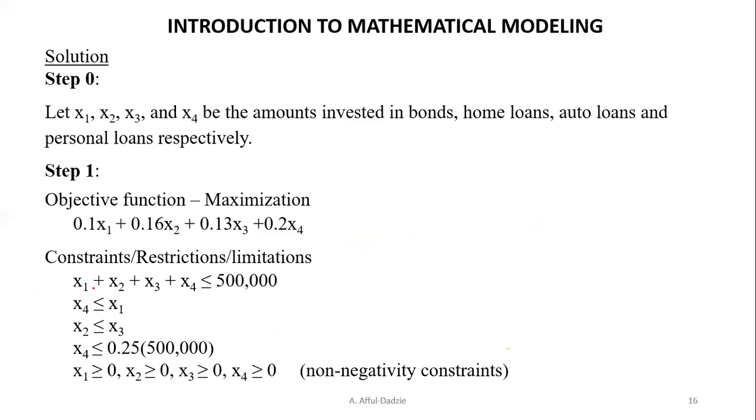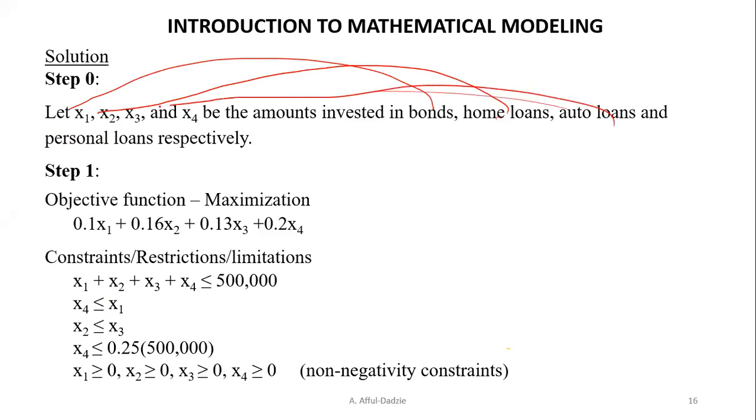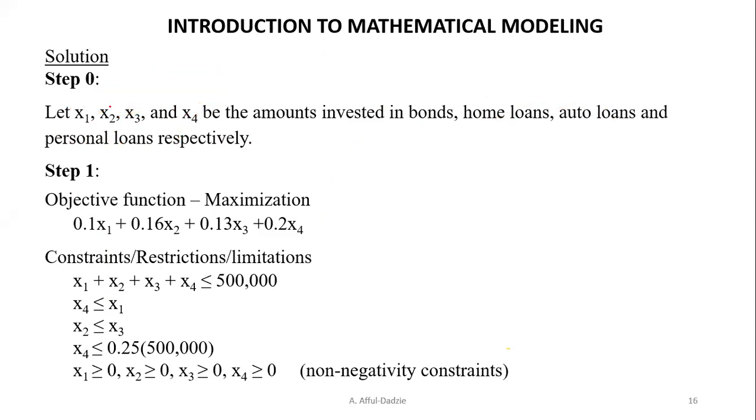well-designed mathematical model comes. First, we have a definition of our decision variables, where we say let x1, x2, x3, x4, depending on the number of variables we have, be the amount invested in bonds, so bonds being x1, home loans being x2, auto loans being x3, and personal loans being x4, respectively. So that is us defining our decision variables.